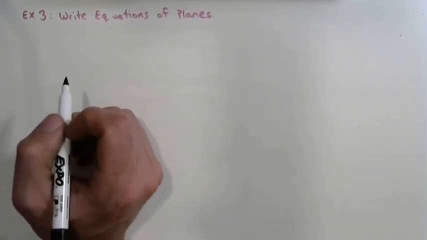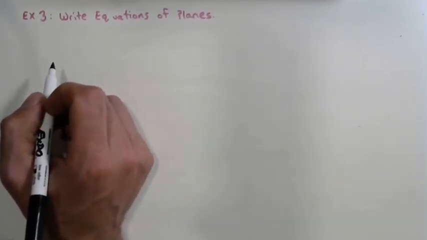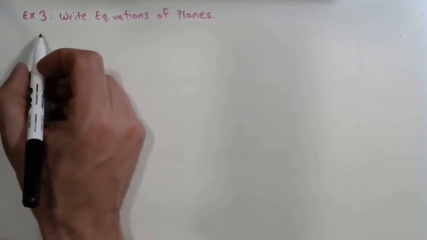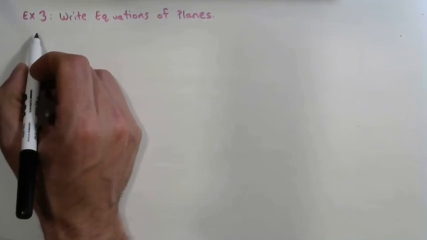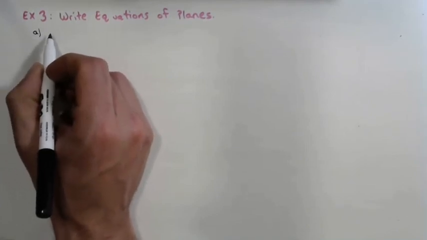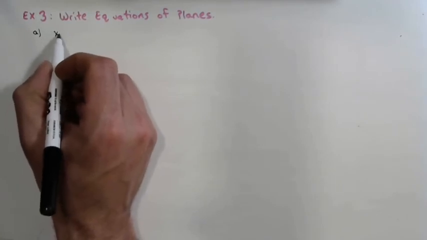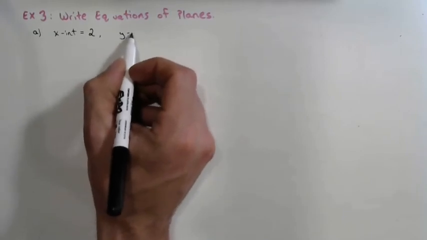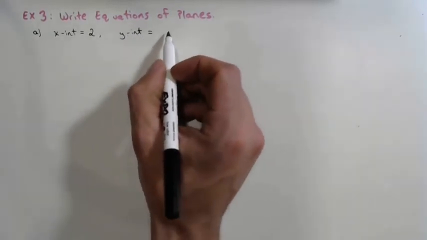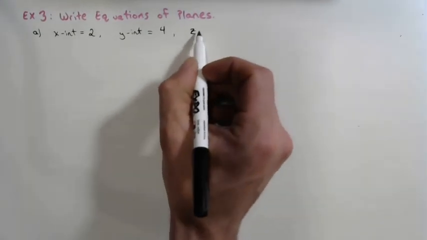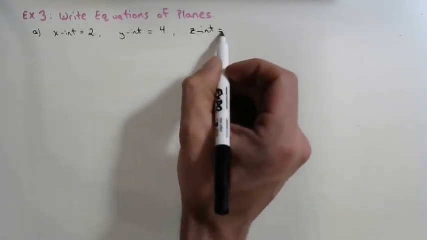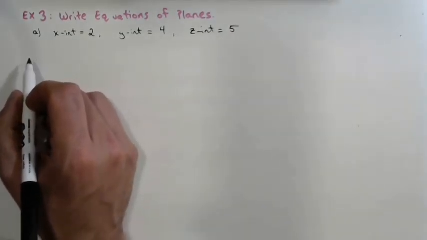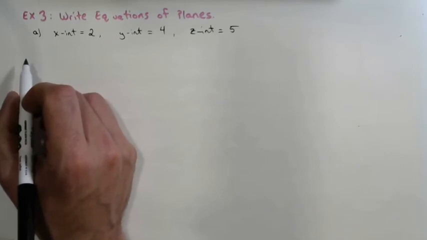All right, example 3, we're going to write equations of planes, and then we're done. This will take about a little more than half a page. We're going to find a vector equation and a parametric equation for each. So we're going to start with A. We're given a plane, and we're given the intercepts. The x-intercept is 2. The y-intercept is 4. And the z-intercept is 5. We're going to first find a vector equation and then a parametric equation.